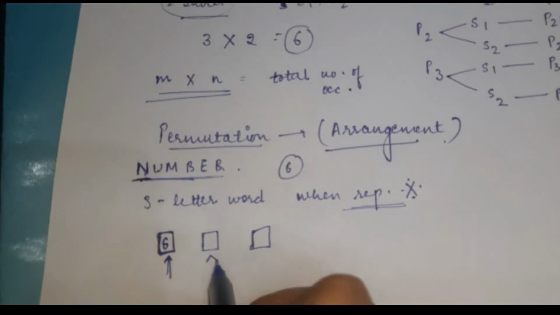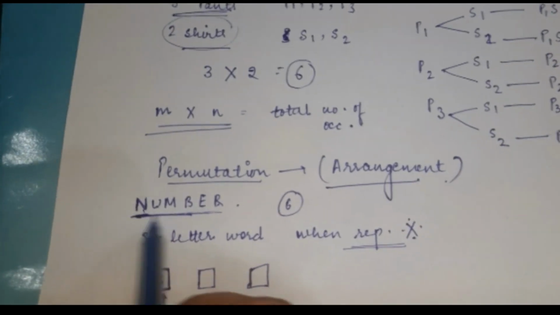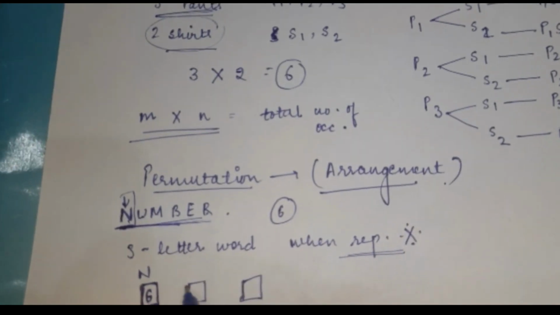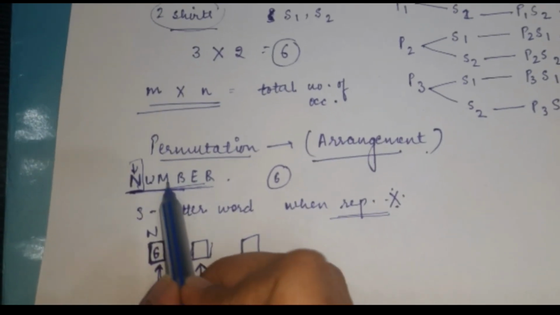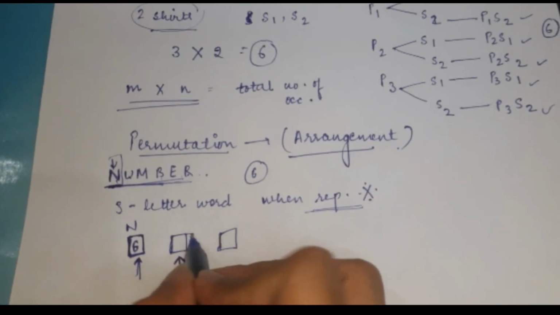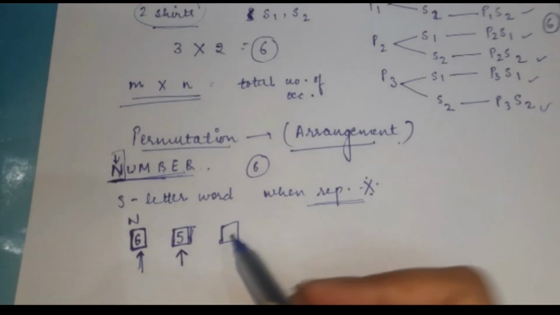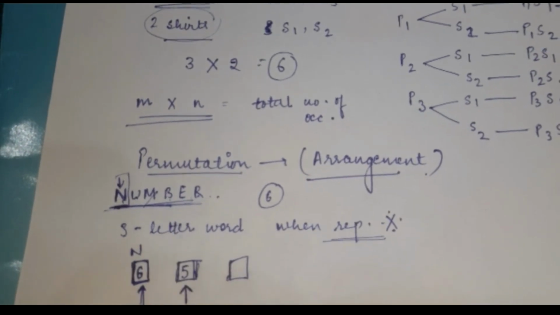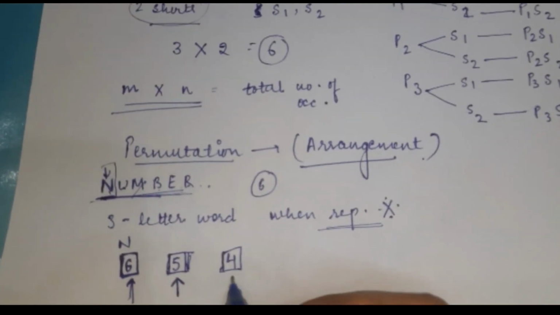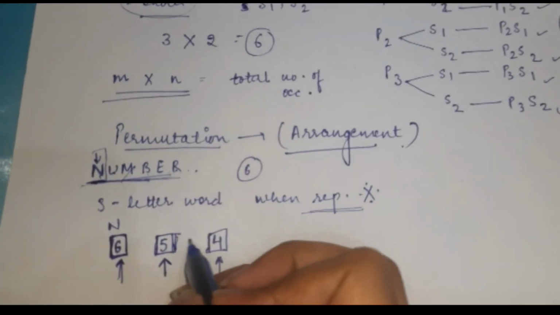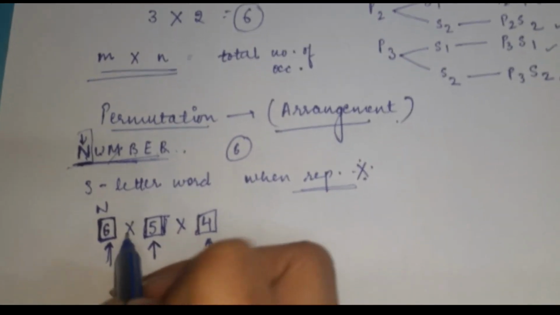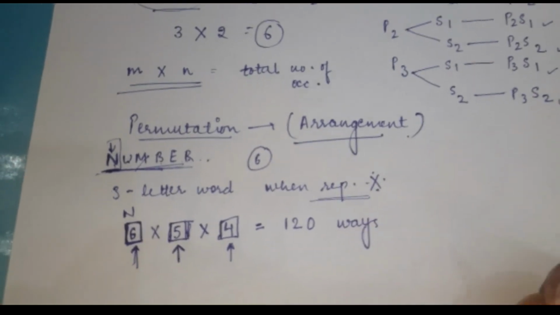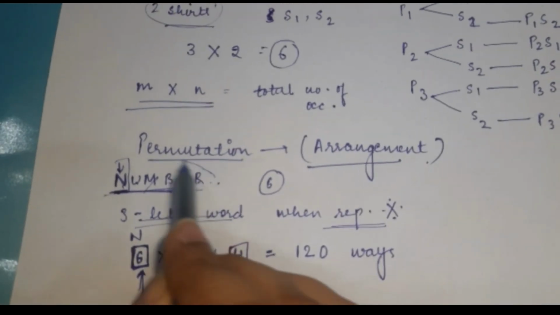Now for the another place, since one of the alphabets is used, let it be N. Suppose I have filled this place with N. Now the number of alphabets left to fill this place is 1, 2, 3, 4 and 5. So this place can be filled in 5 different ways. Similarly, for the next place, one of the alphabets is also taken. So the remaining alphabets will be 4. So this place can be filled in 4 different ways. And according to the fundamental principle of counting, I will simply multiply these possible cases. I'll get 120. So there are 120 ways in which a 3-letter word can be formed from these alphabets.